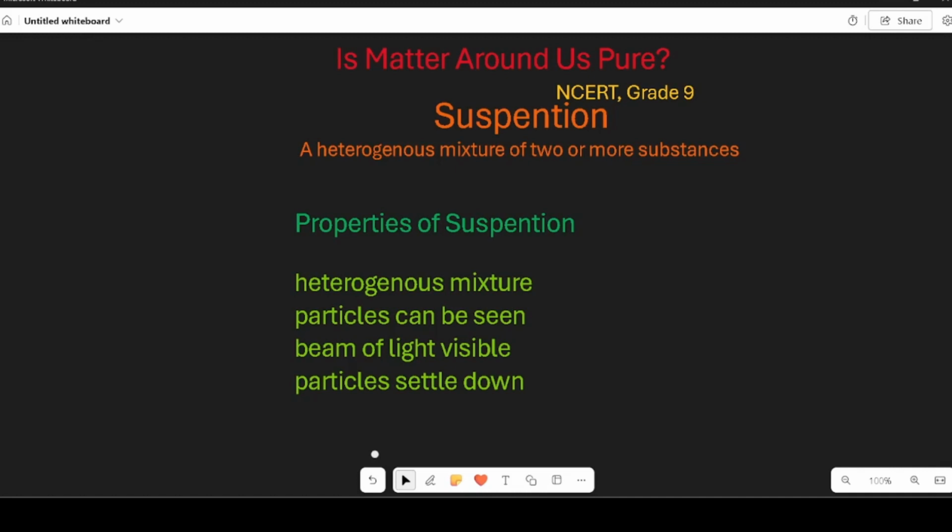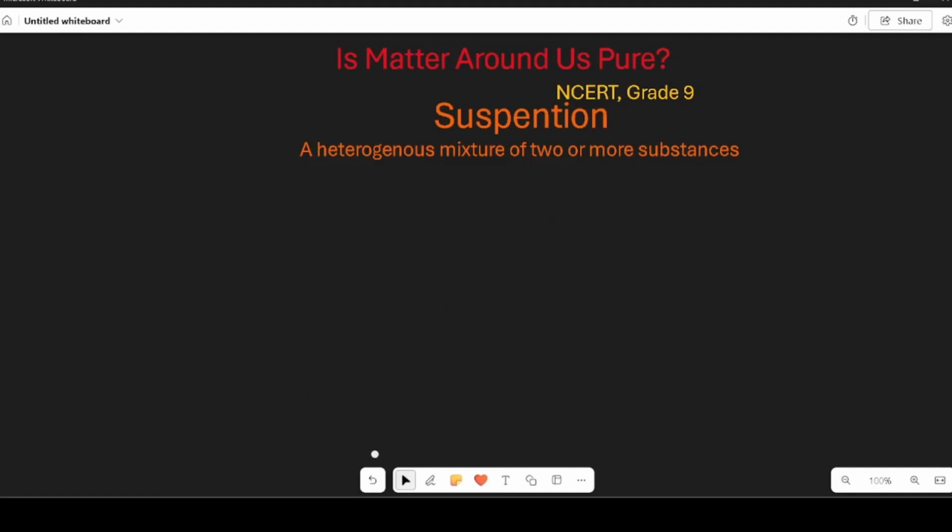Next, the particles settle down if the suspension is left undisturbed. Once the particles settle down, they no longer scatter light, and the light beam will not be visible anymore. Please make note that when I said water mixed in milk shows the beam of light, I did not mention that it is a suspension. It is actually not a suspension. It is a colloidal solution, which we will talk about now.